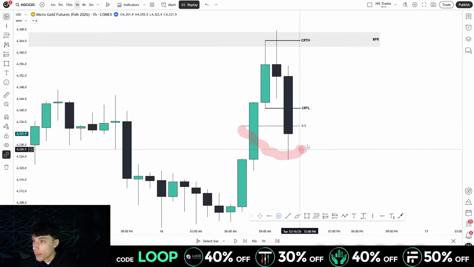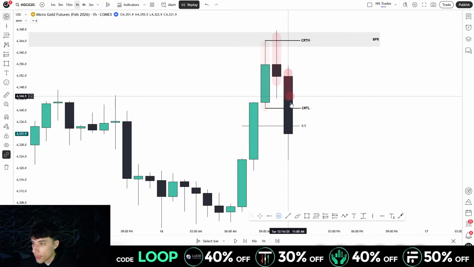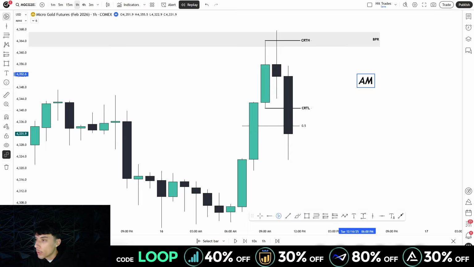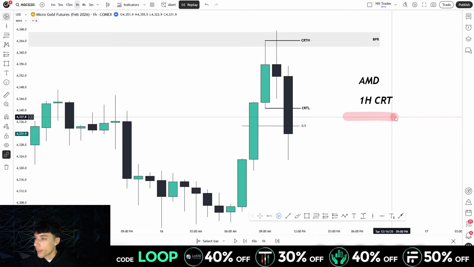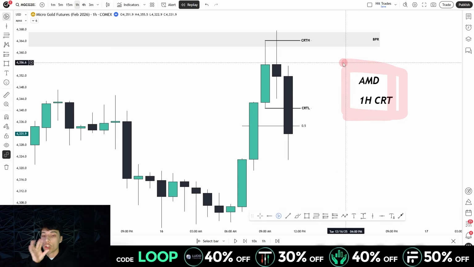Look how nice this hourly CRT setup played out. We got our candle 1, candle 2, and look what candle 3 did. Where did we deliver down to? The first candle's low. So not only did we have the lower time frame AMD setup, but we had our higher time frame, our 1-hour CRT setup. These are my two favorite models, and the fact that they both align, that's seriously chef's kiss.